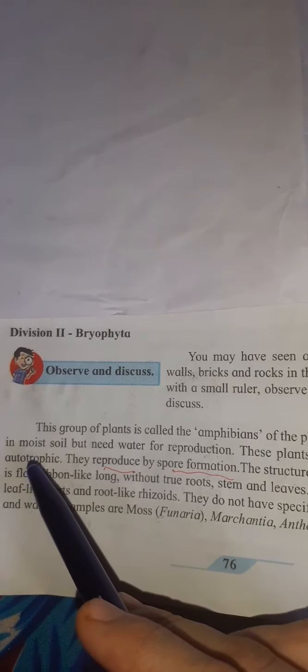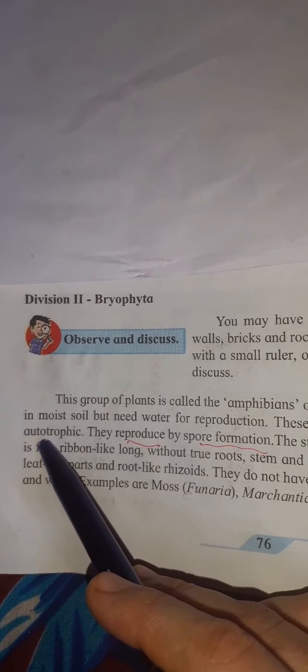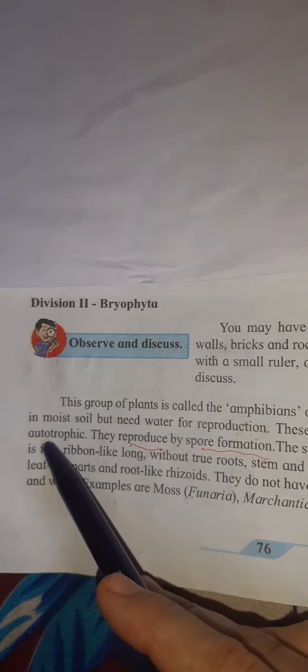The plants of Bryophyta division are thalloid. They are multicellular and autotrophic. Autotrophic means green in color. They have chlorophyll, can make their own food. Thalloid means what? Thalloid means elongated structures. The body structure will be elongated, thalloid like.